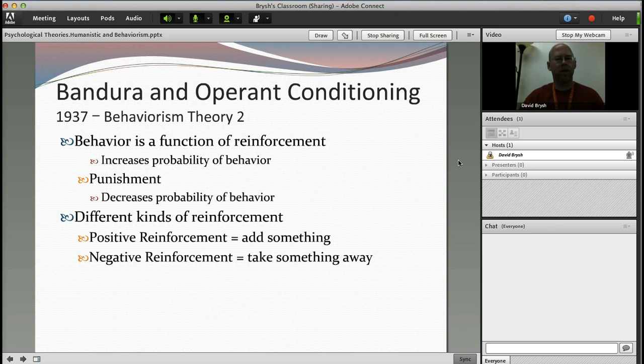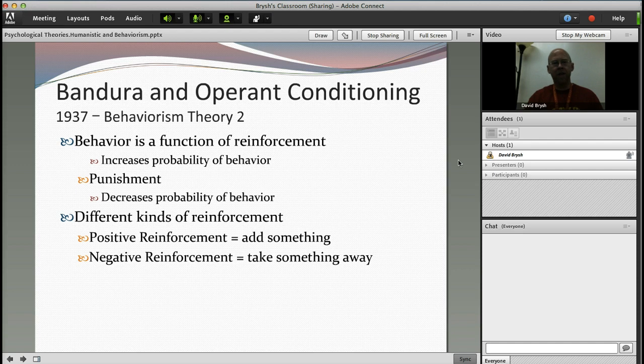Then we get on to operant conditioning, which is the second theory of behaviorism, and this is Albert Bandura. Remember we talked about him earlier. And so this is after the early 1900s. Now we're in the mid 1900s, right? And this kind of conditioning is a little more complicated. This kind of conditioning talks about a behavior happening as much as you reinforce it.